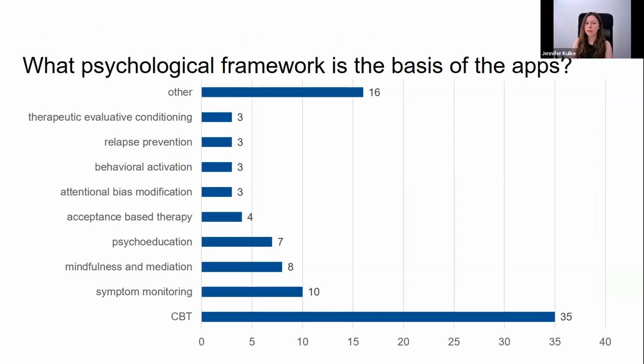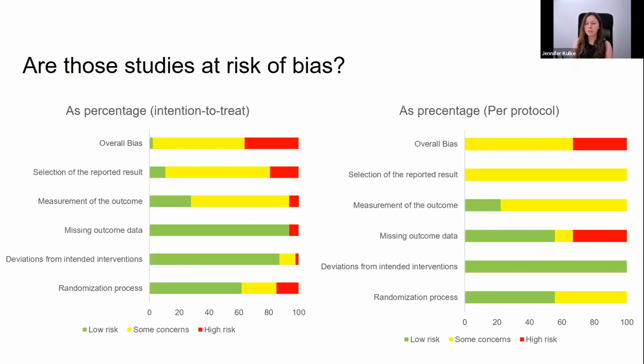Most of those apps were based on CBT, but other psychological frameworks were also used, such as symptom monitoring, mindfulness and meditation, and psychoeducation, and less often, for example, attention bias modification or relapse prevention. The studies we found were at moderate to high risk of bias, mostly due to the selection of the reported result according to the Risk of Bias 2 tool.